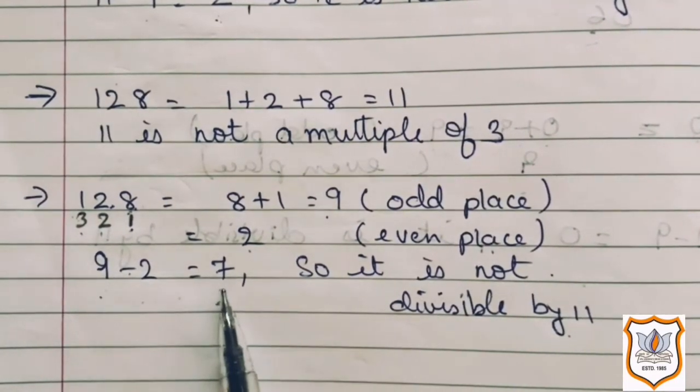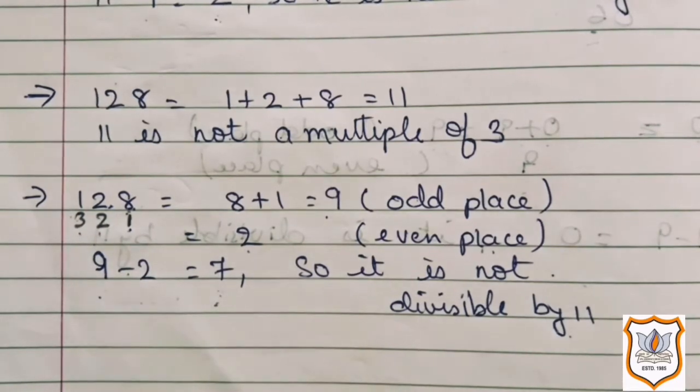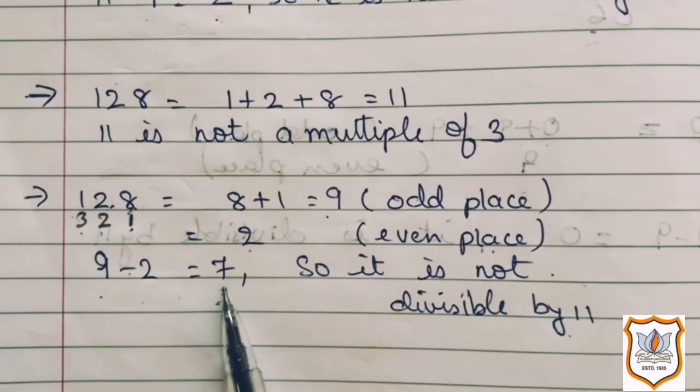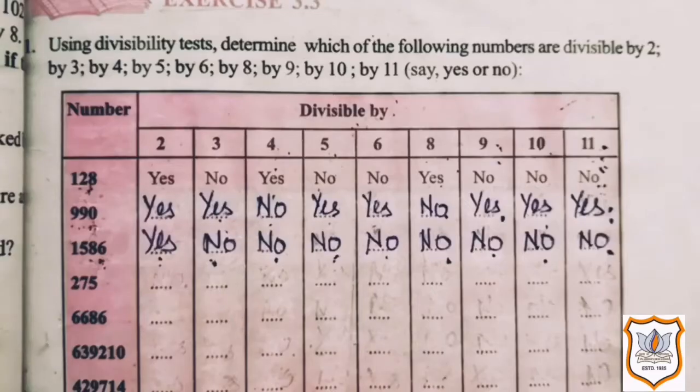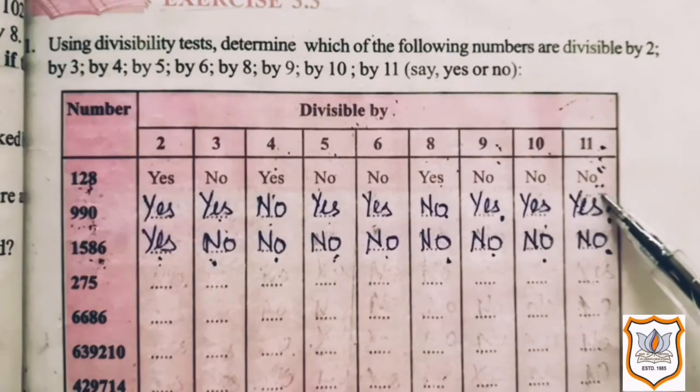Here the answer should be 0 or any number which is divisible by 11. So 7 is not divisible by 11. So we can say that the number is also not divisible by 11. So we will write no over here.